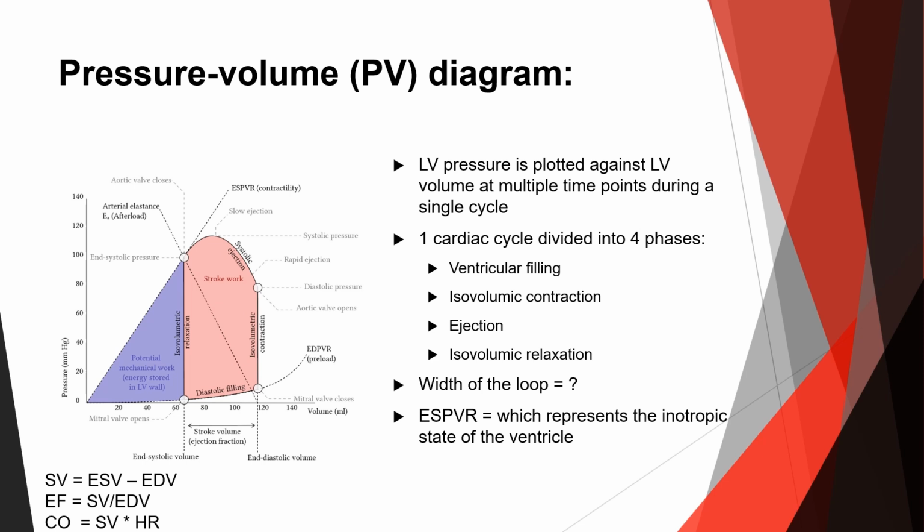What does the width of the loop entail? It gives us an idea of the overall stroke volume. What is ESPVR? It represents the inotropic state of the ventricle. It's the end systolic pressure volume relationship.